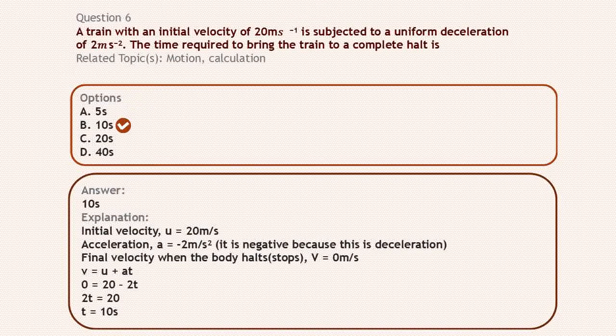Then I can bring this minus 2t to this side. When it crosses over, it becomes plus, so I will have 0 plus 2t, and that will be 2t is equal to 20. To get the value of t, I divide both sides by 2. So t will be equal to 10 seconds. It will take 10 seconds to bring that train to a complete halt.